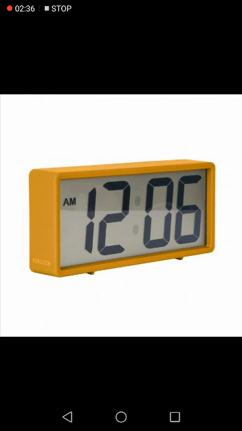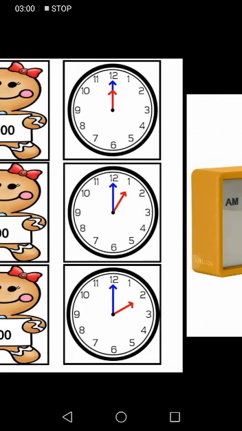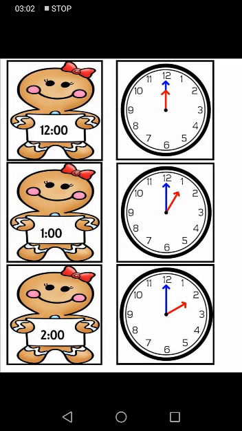This is the shape of the digital clock. Here it has two dots in the middle, left and right side. At the left side it's 12, so it's 12. And how many minutes? Here 6 minutes, so it's 12 and 6. Okay, at the left side I find the hours, and at the right side I find the minutes.